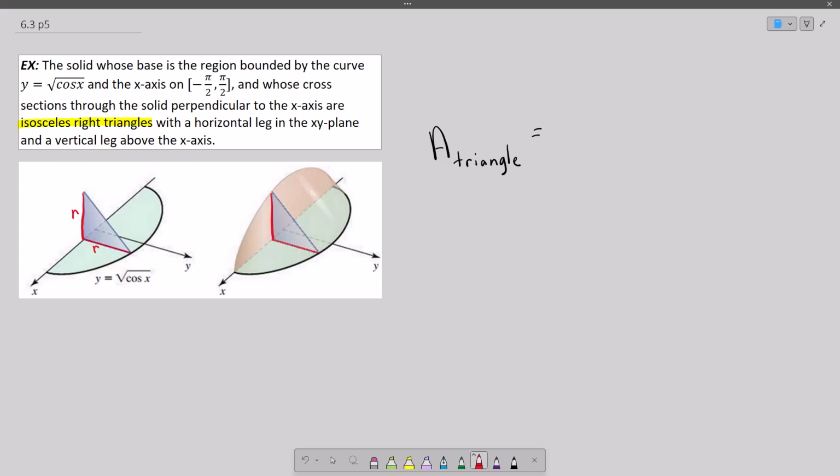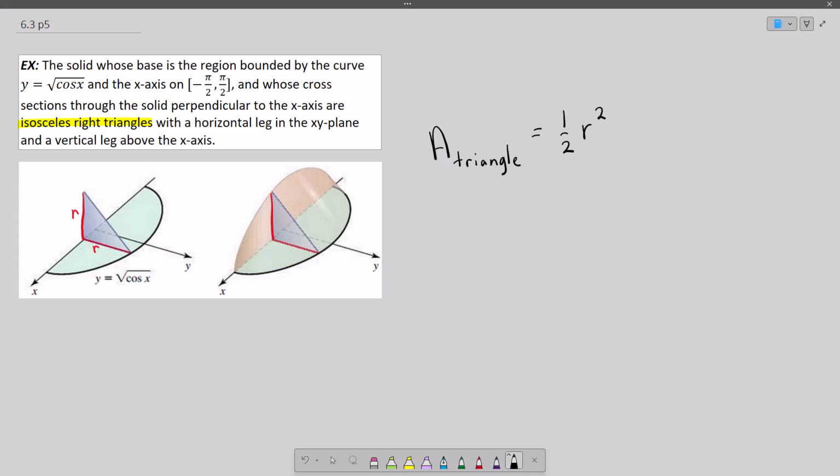So the area of a triangle is 1/2 the base times the height. So 1/2, the base is going to be played by an R, and the height is going to be played by an R. So it's 1/2 the base times the height. So we get that for an isosceles triangle in this orientation. Everyone okay with that? So that's the area of our triangle.